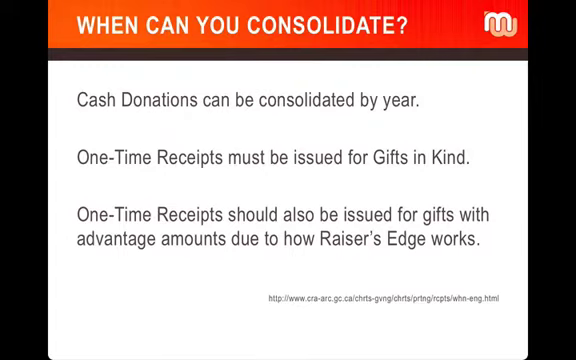And then because of how Raiser's Edge does benefit functionality, you should not issue gifts with advantage amounts. Simply because you cannot pull the actual description of the advantage, and therefore you're just editing receipts and causing problems. So anything with a benefit, and you can query that out quite quickly, anything that is a gift in kind, you should not be receipting as consolidated.